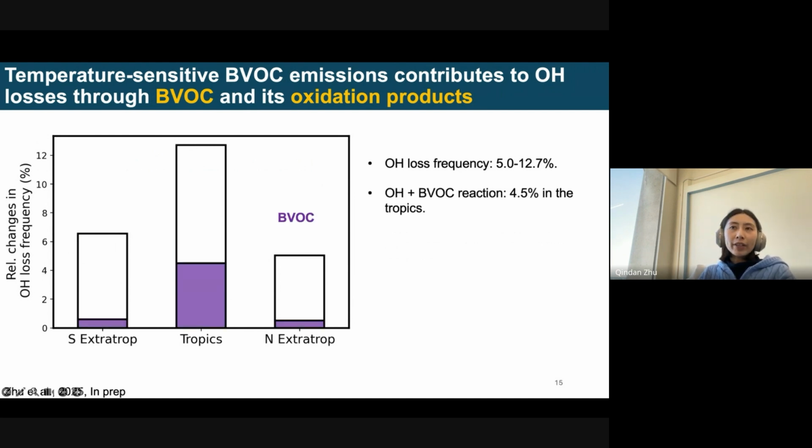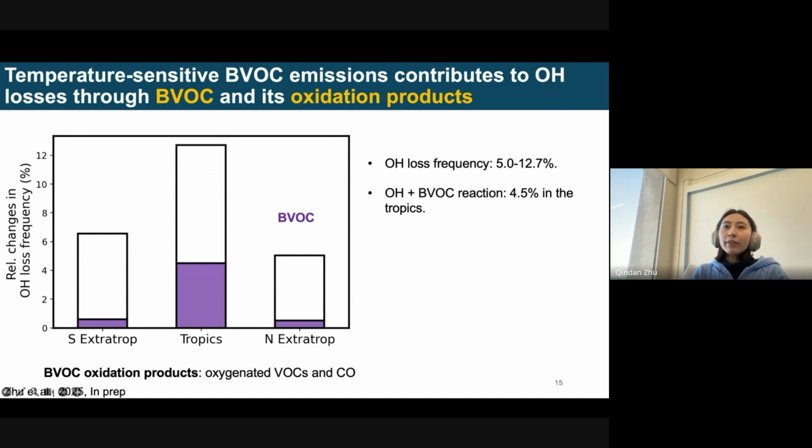And looking at the individual loss pathways, we first look at the reactions with these BVOC species, and it contributes to about a 4.5% increase in the tropical regions. And this is consistent with the fact that the tropics have the most abundant BVOC emissions.